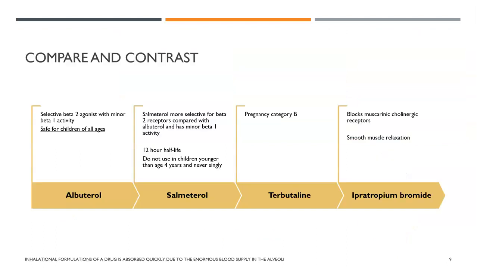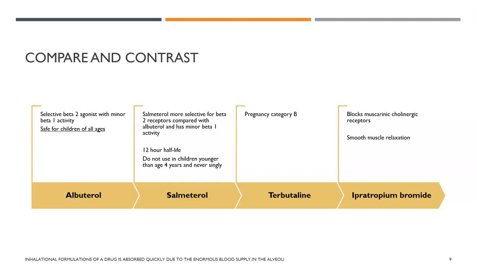Okay, so here's some compare and contrast. So albuterol, that is a selective beta-2 agonist. It's got minor beta-1 activity. That is safe for children of all ages. You can prescribe albuterol to all people. That is one of the safer ones.